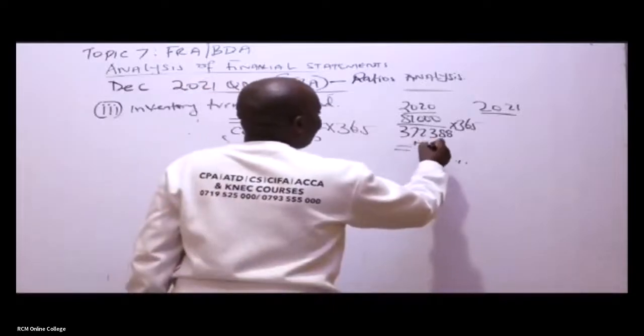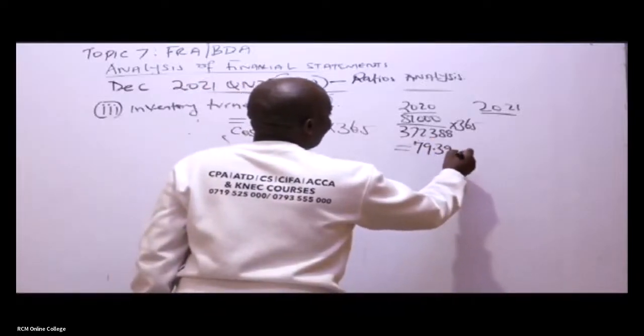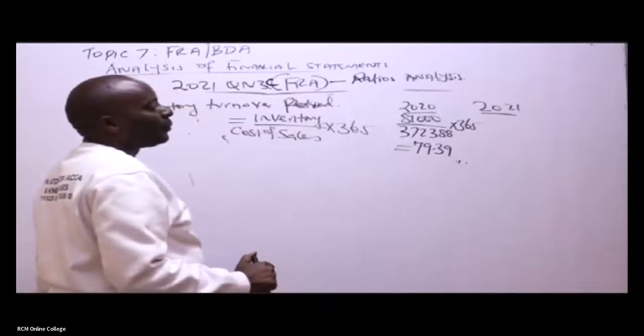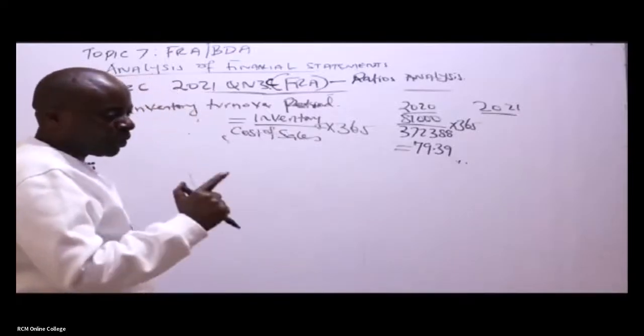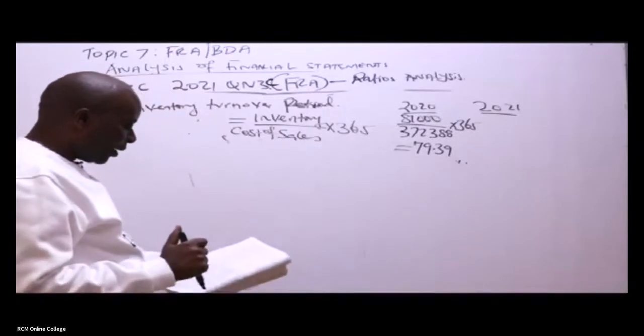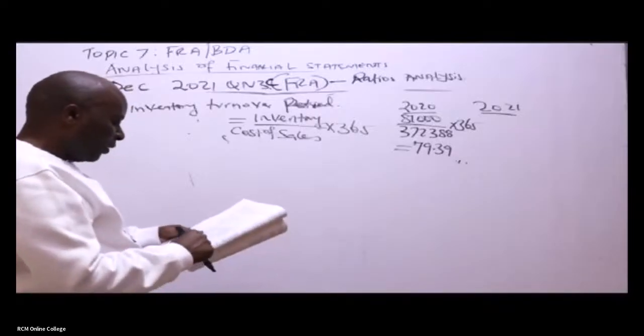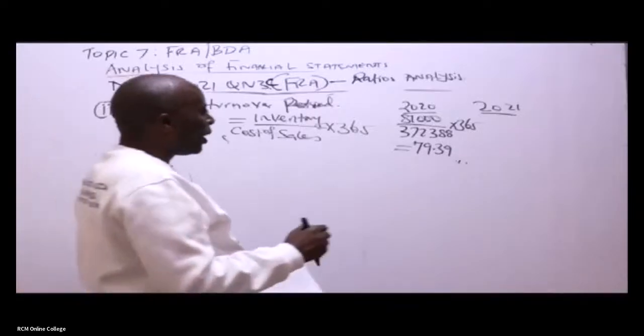79.39 days. Thank you. Go and do the same for 2021. 2021, look for the inventory. Inventory 2021 is 81,400.